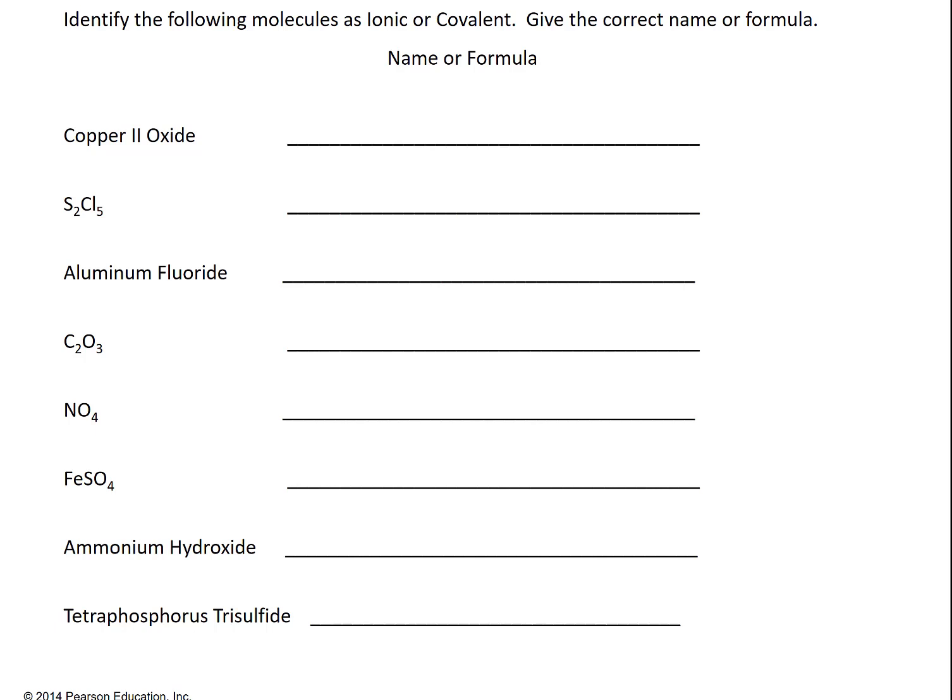So the first one, copper 2 oxide. You look at copper, you see that it's a metal, and that is going to tell you that for sure, it's ionic. S2Cl5: you look, sulfur is to the right side of the zigzag line, so you know that this is covalent. Aluminum fluoride, aluminum is a metal, so you see that it's ionic. Carbon is a nonmetal, so that is covalent. Nitrogen is a nonmetal, that is covalent. Iron is a metal, so that is ionic. Ammonium is the polyatomic, so remember that would make it ionic. Tetraphosphorus, phosphorus is a nonmetal, so it's covalent.